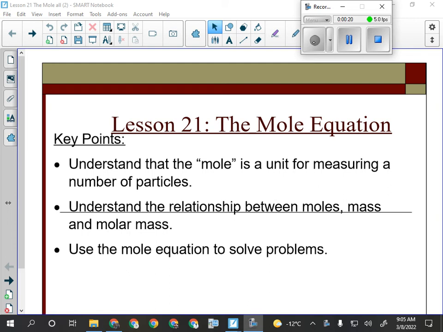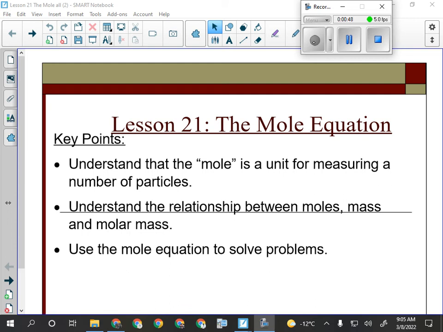number of particles. Okay? Because atoms and molecules are so small, it's impossible to count them and then say, I have 420 gajillion atoms of hydrogen. Okay? We can't do that. It would take a lifetime to count to that number. So we have to have a representative number. That representative number is the mole.